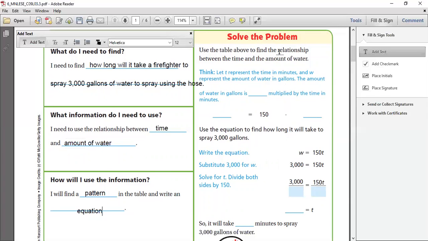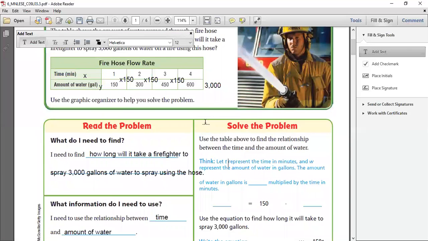Use the table above to find the relationship between the time and the amount of water. Let T represent the time and W represent the amount of water. The amount of water in gallons is what multiplied by the time? What was that we found out? How much is it? 150. So we are going to write here 150 multiplied by the time in minutes. We multiplied the time with 150 to get the amount of water.